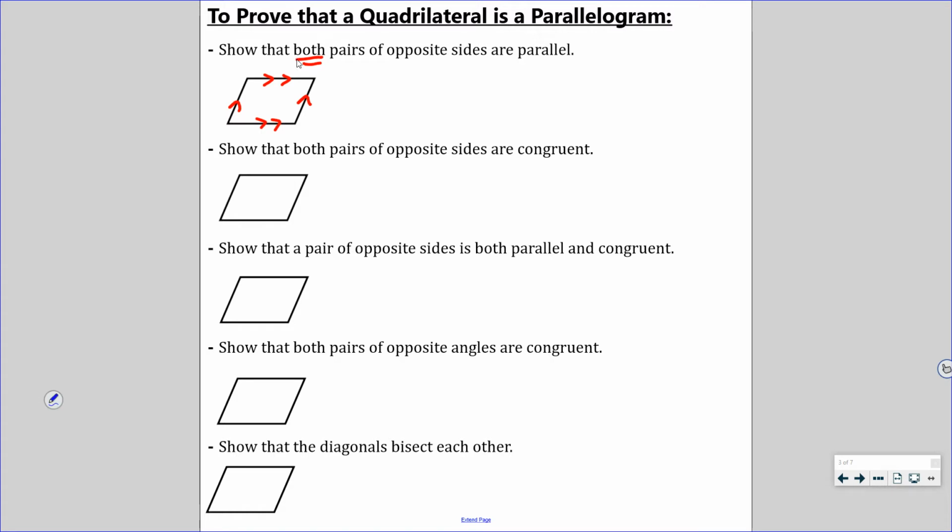The other thing you could do is show that both pairs of opposite sides are congruent, or the same length. If you can show these two opposite sides are congruent, and so are these two opposite sides, then you can conclude it's a parallelogram. Okay? Remember, a rectangle is a type of parallelogram.